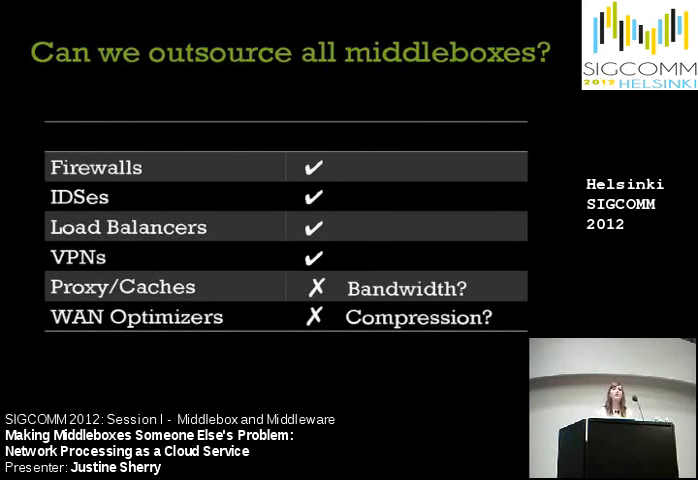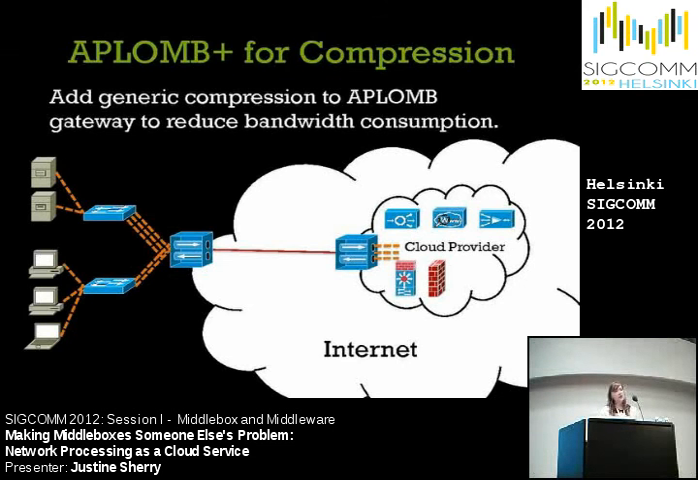Now, it's worth noting that in our survey, we saw that WAN optimizers are extremely unpopular with small networks, but they're extremely popular in the largest networks. These are the ones with hundreds of thousands of hosts or more. If we want our solution to be general, which we do, we should address these, but this is a smaller fraction. So for these networks, we introduce APLOMB Plus for compression.